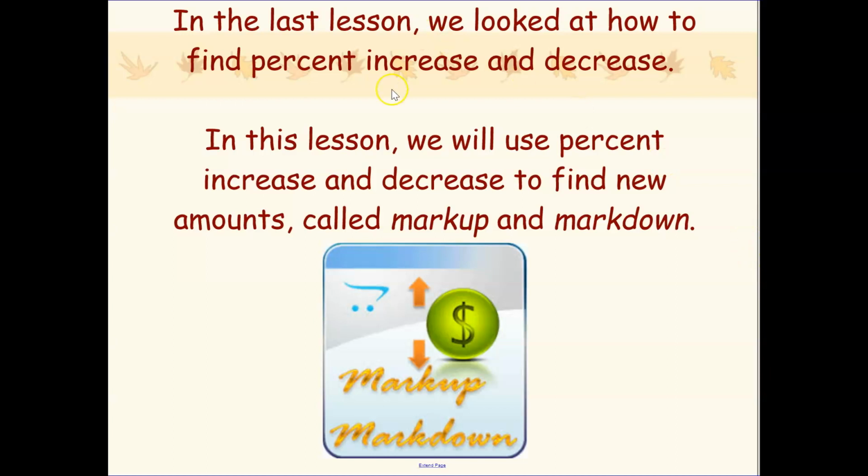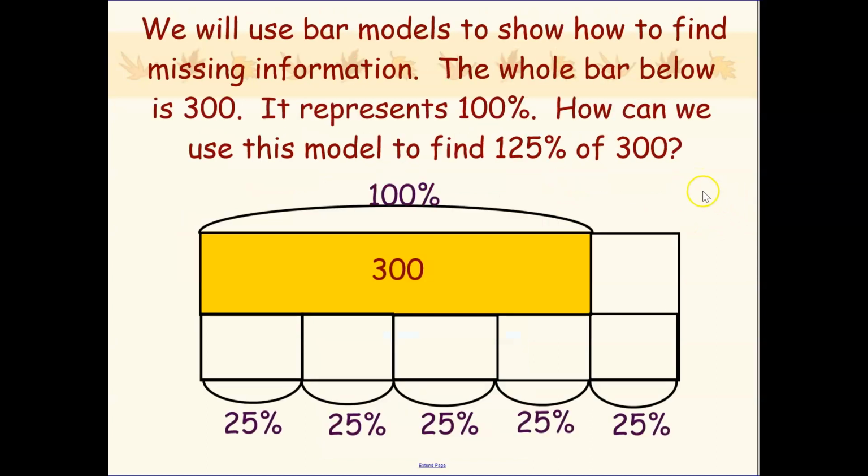All right, so in the last lesson we found percent increase and decrease, and this time we're going to use a percent increase or decrease to find a new amount, and those new amounts are called the markup and the markdown. So a bar model can be a good way of visualizing percents. For example, this whole bar represents 300, and it is 100% of the whole thing.